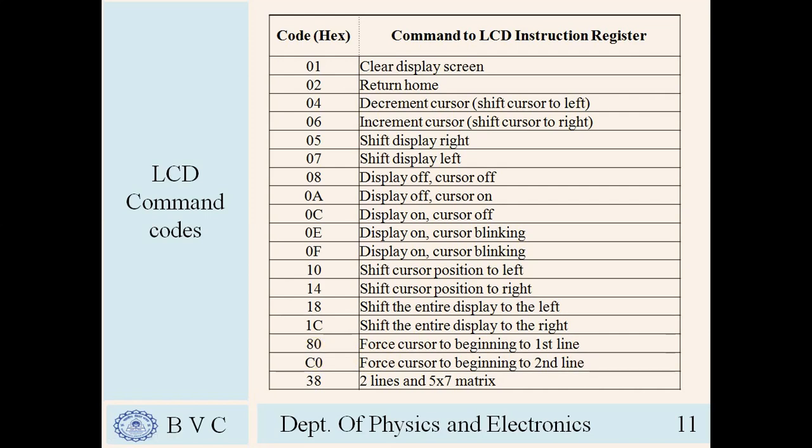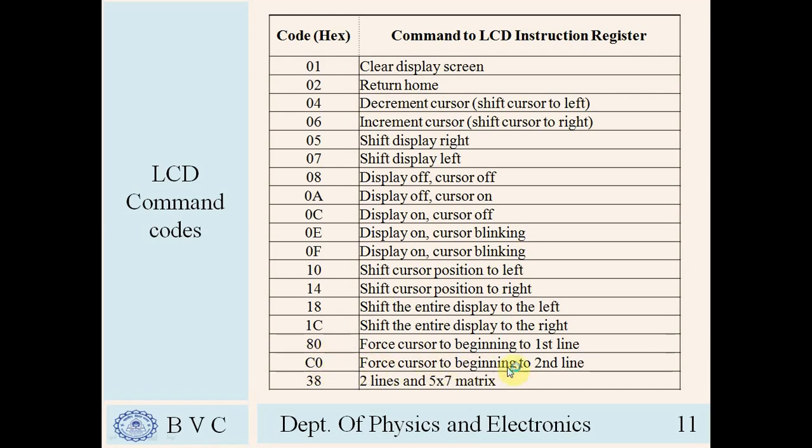80 forces the cursor to begin at the first line. If you want to display some information in the first line, you have to give the hex code 80. If you want to start displaying the information from the fourth column, then you have to give 84. Fifth column 85, sixth column 86, like that. You can use those hex codes.